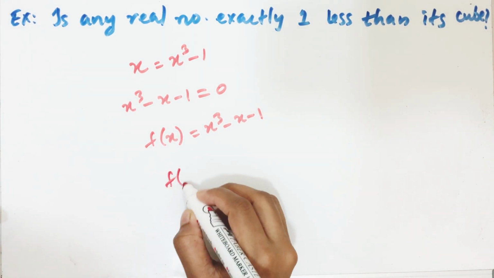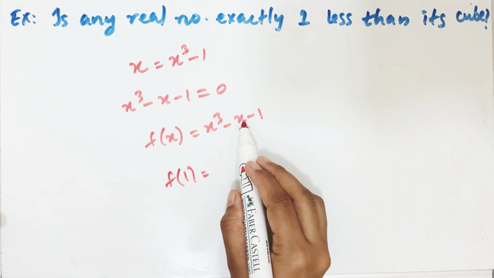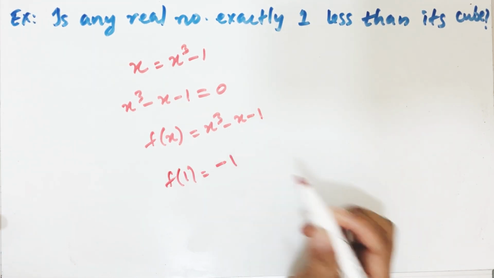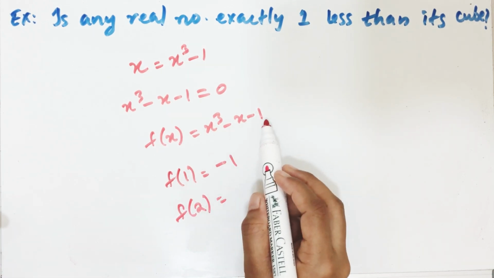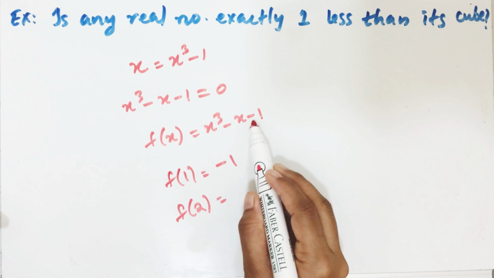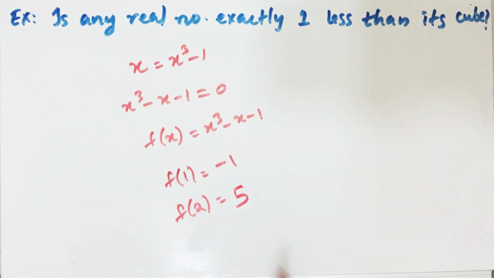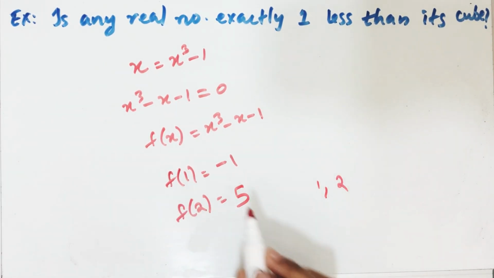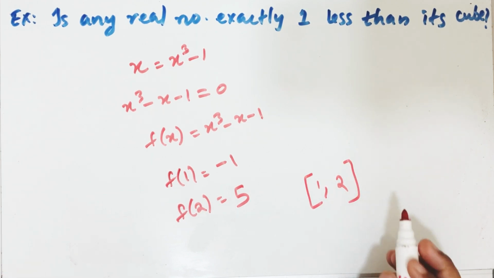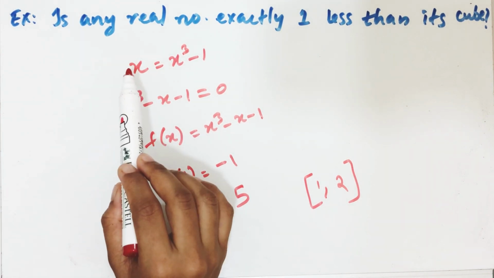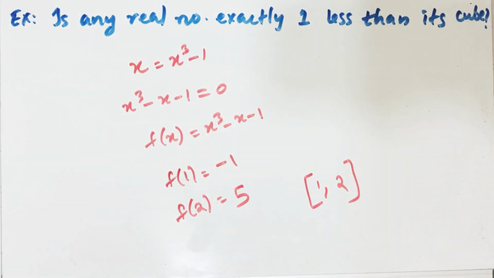See, what is f of 1? f of 1 equal to 1 minus 1 minus 1, that is minus 1. What is f of 2? 2 cube minus 2 minus 1, that is 8 minus 2, 6 minus 1, 5. Here in the interval 1 to 2 it changes its sign, minus 1 and 5. We can say by the intermediate value theorem there is at least one number in between the interval 1 to 2 where f is 0. Therefore we can say there exists a number such that it is 1 less than its cube.